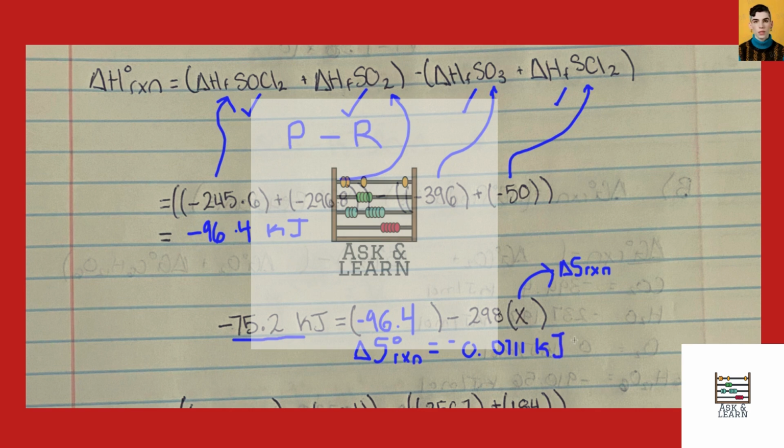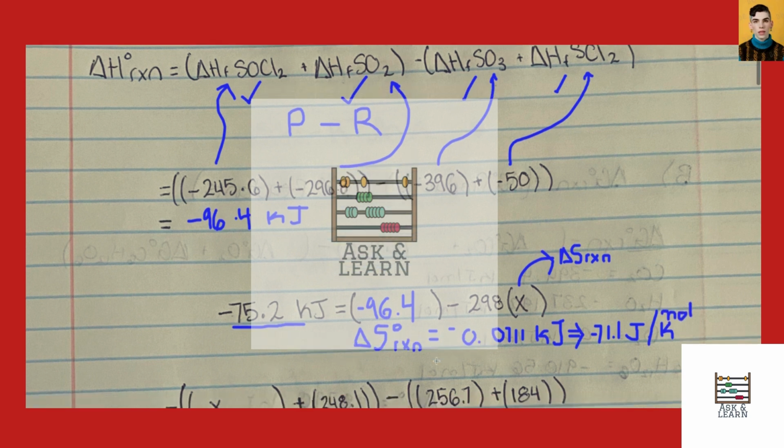Remember that all the standard entropies are given in joules, so let's change this into joules. You can do that by multiplying by 1,000, and you would get negative 71.1 joules, and it's actually joules per mole Kelvin. Great. Okay, now moving on.